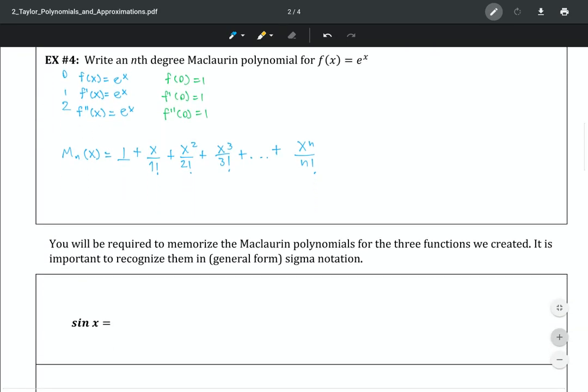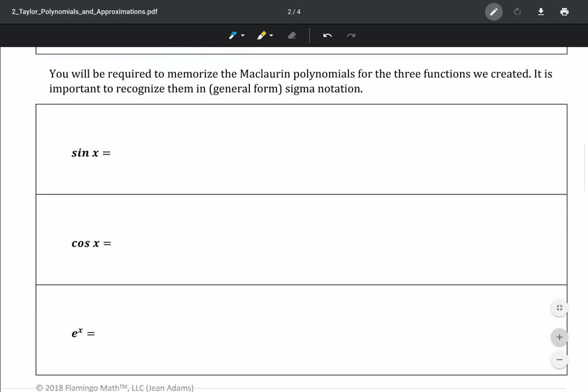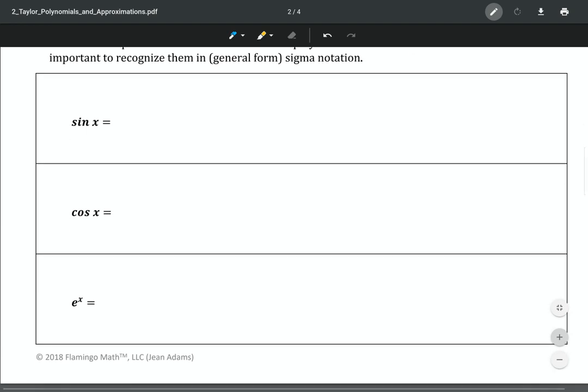All right, so you'll be required to memorize the Maclaurin polynomials for the 3 functions that we had just created. So it's important for you to recognize them in their general sigma notation form. Again, I showed you where this comes from, but these are the actual summations.